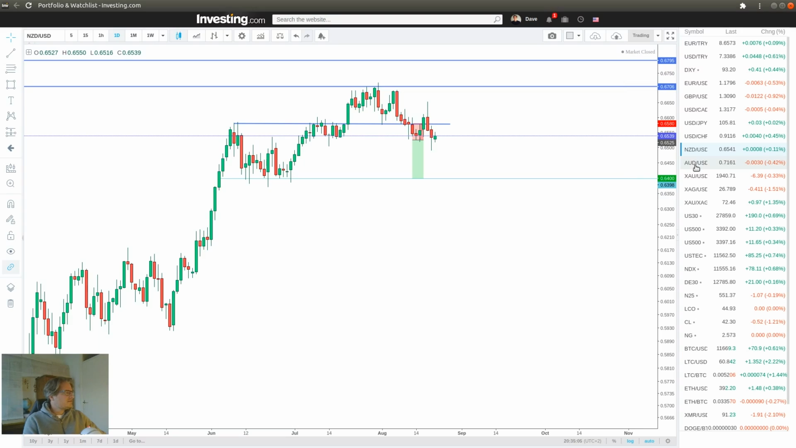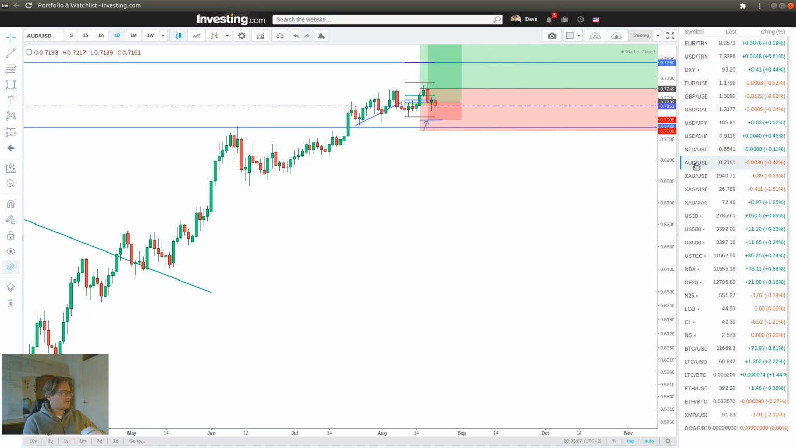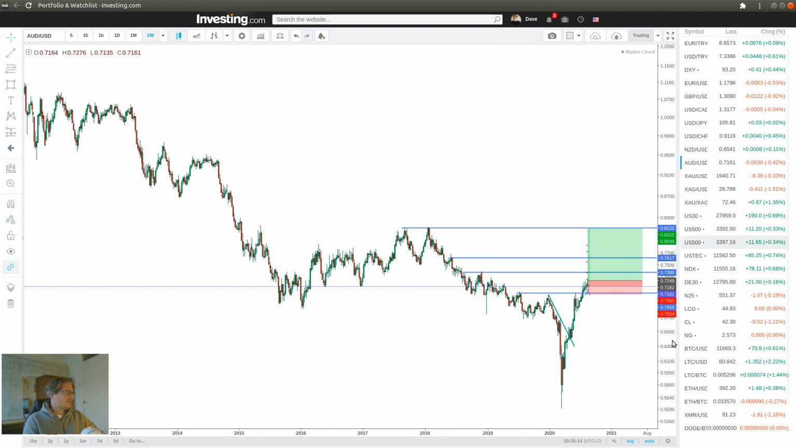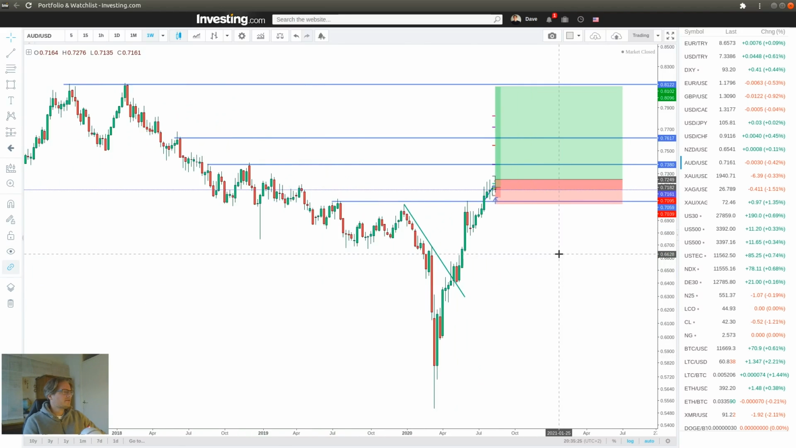Let's see if it's the same on the Aussie dollar, US dollar. No, it's a different story. Let's first go to the weekly. Okay, in the weekly it's clearly in a downtrend, and we had this very kind of acceleration on this downtrend, and then a bounce, very strong bounce higher.